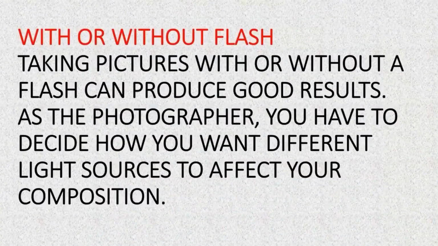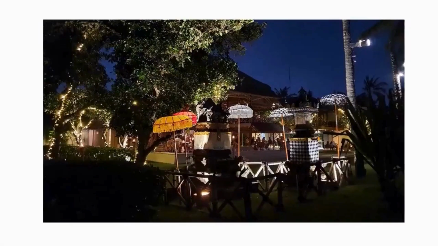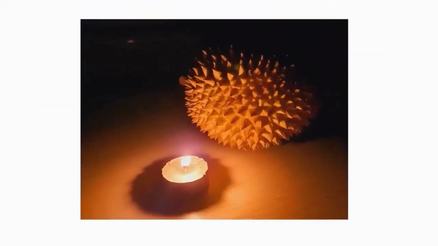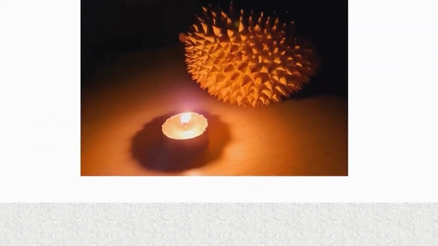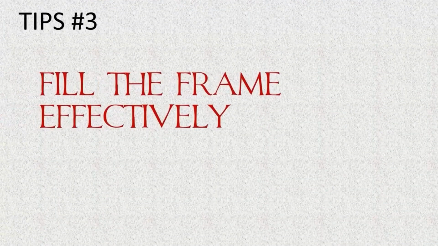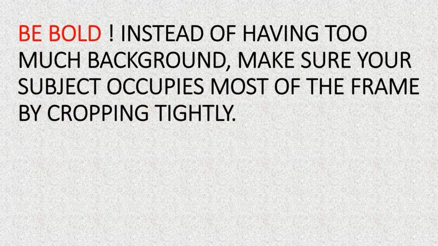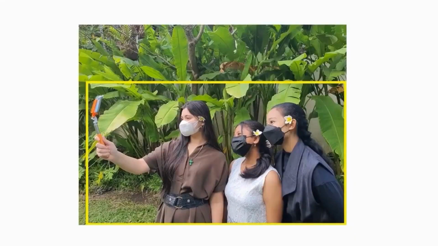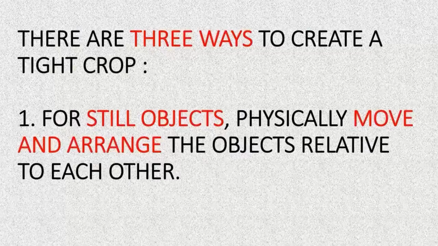Taking pictures with or without a flash can produce good results. As the photographer, you have to decide how you want different light sources to affect your composition. Fill the frame effectively. Be bold. Instead of having too much background, make sure your subject occupies most of the frame by cropping tightly.